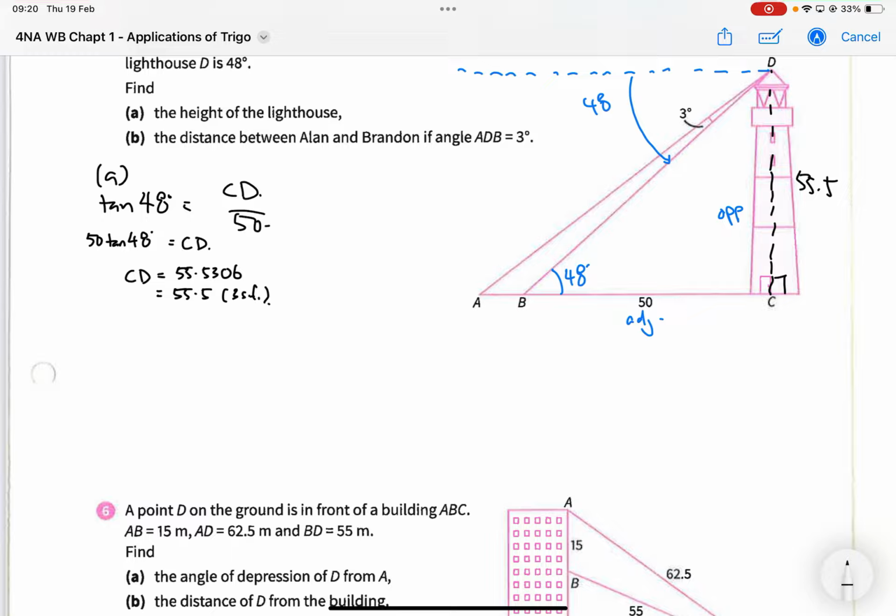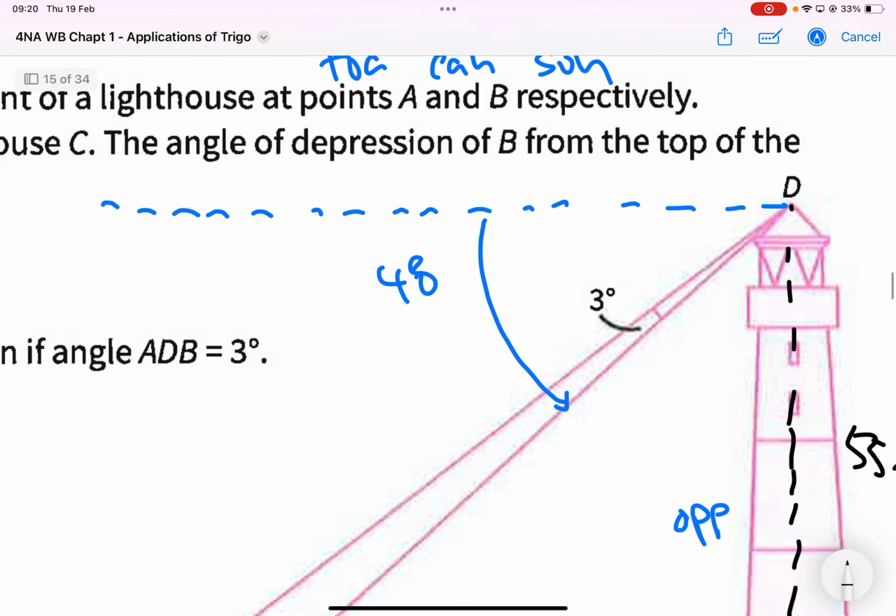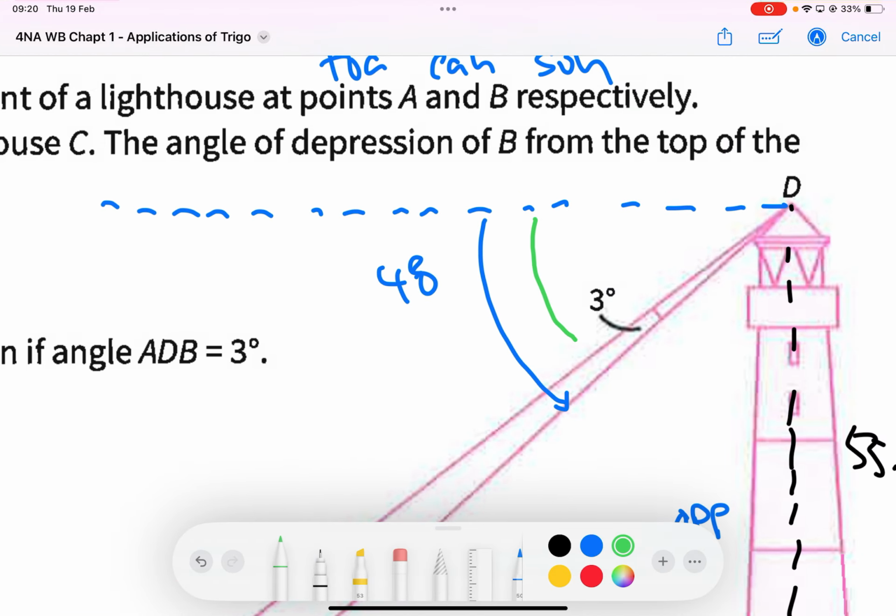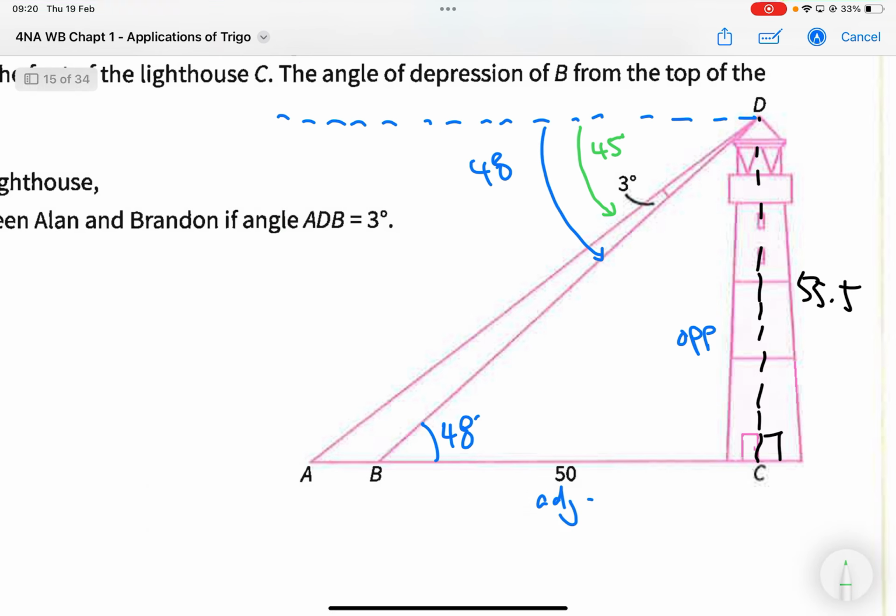Okay, then they tell you the angle of elevation is 3 degrees. So if this whole thing is 48 and this part is 3, this smaller one is 48 minus 3. So this angle here is 45, because 45 plus another 3 becomes 48. So this angle of depression until A is 45. Then again, I use my alternate angles like that, like that, and I can find that this angle is 45.